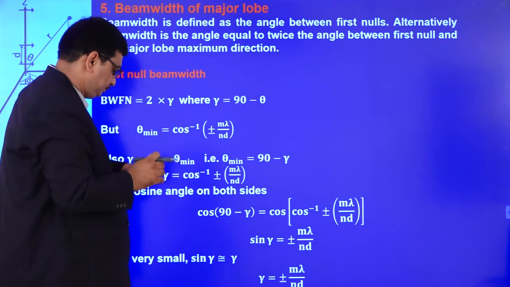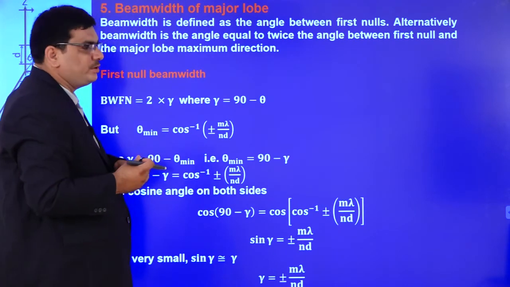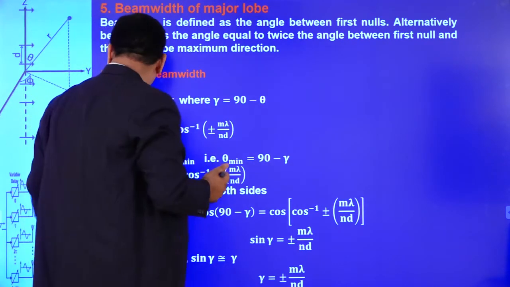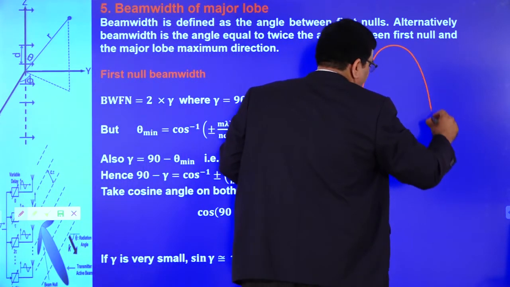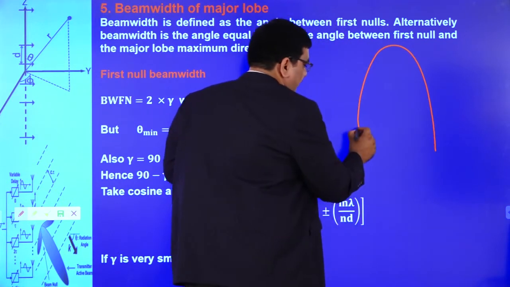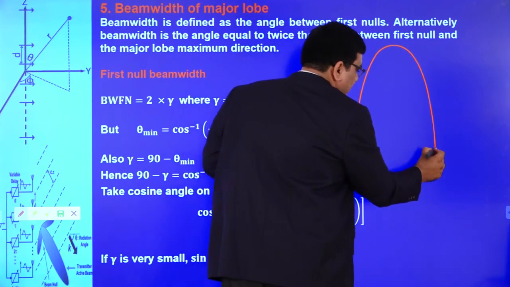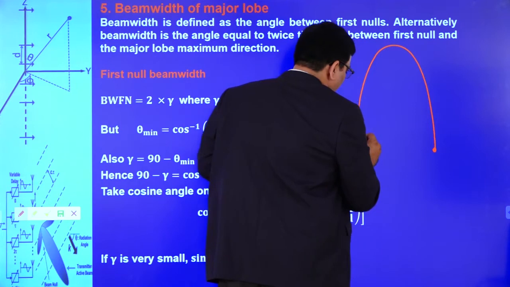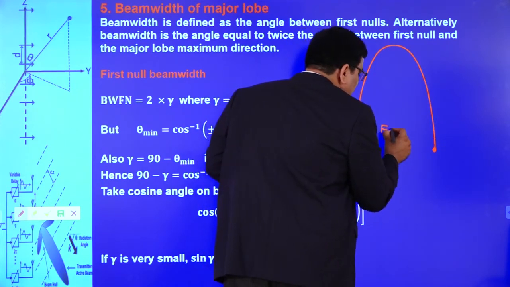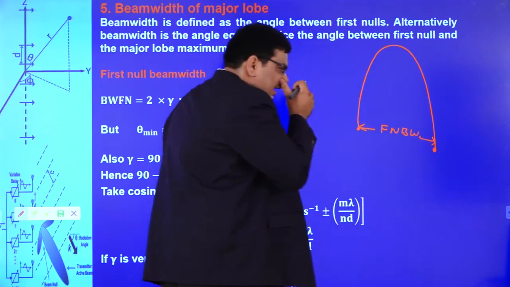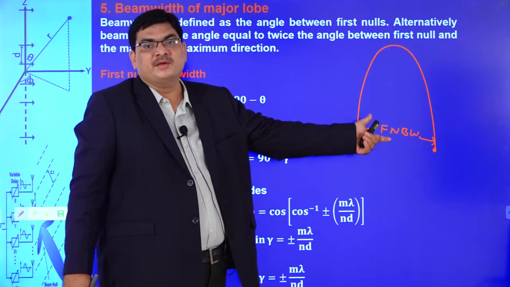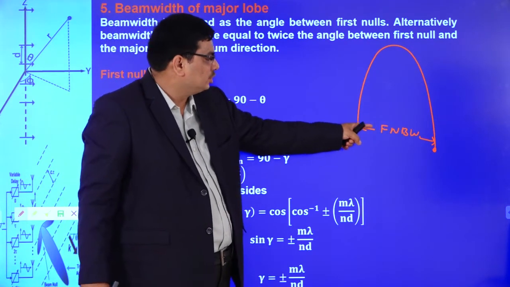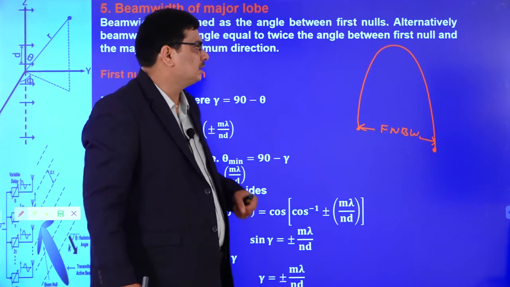And beam width. So we know what is beam width? Our beam width, or first null beam width. Suppose this is your major beam. The points here we call the first nulls. This is one null and this is another null. So the angular difference between these two points is called the first null beam width.